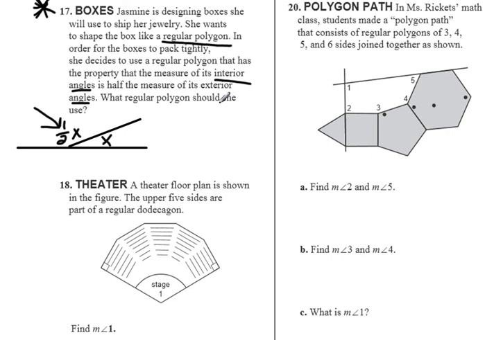What regular polygon should you use? So first our goal is to find out what x equals. After we do that, remember that x is going to represent the exterior angle of the polygon that she's using. Then remember that all of the exterior angles have a sum of 360 degrees. And if we divide that sum by the exterior angle measure, we will get the number of sides.